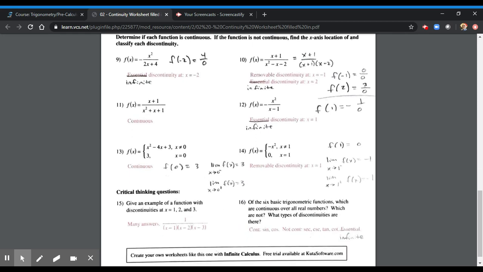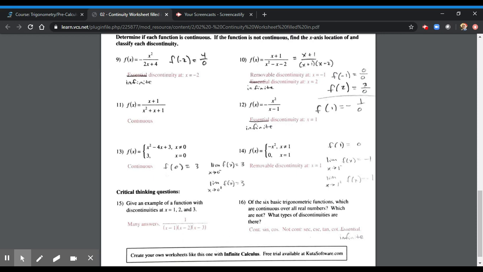All right, critical thinking questions. Give an example of a function with discontinuities at x equals 1, x equals 2, and x equals 3. Well, there's actually an infinite number of these, but probably the simplest one might be f of x equals 1 over x minus 1 times x minus 2 times x minus 3, because any one of those would give it a 0 denominator.